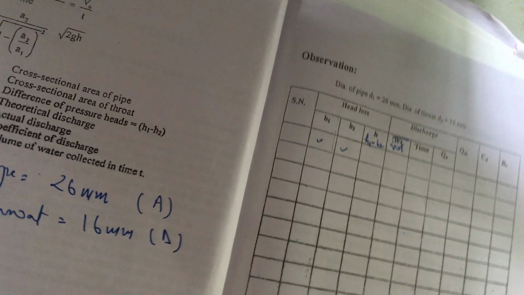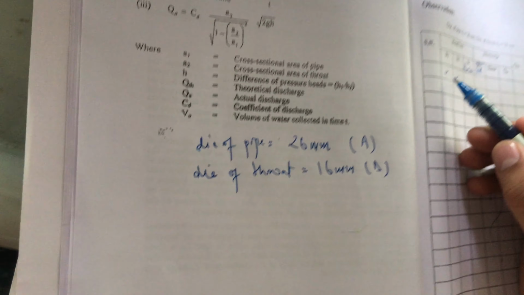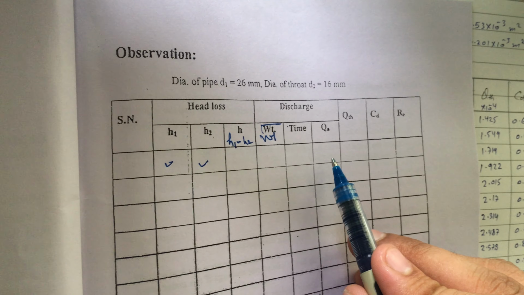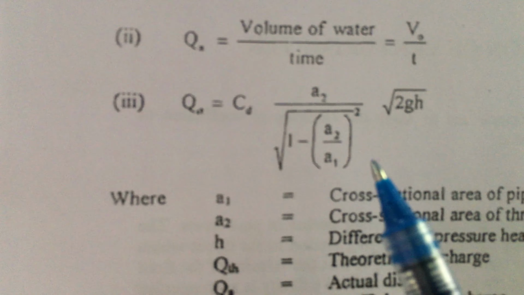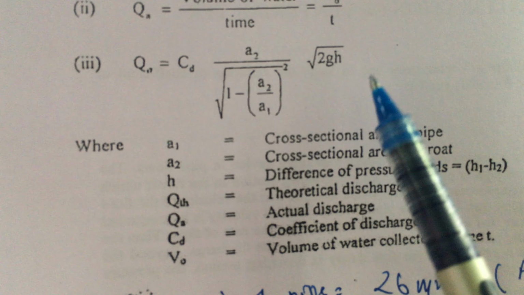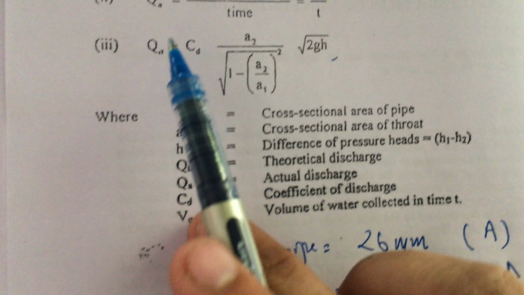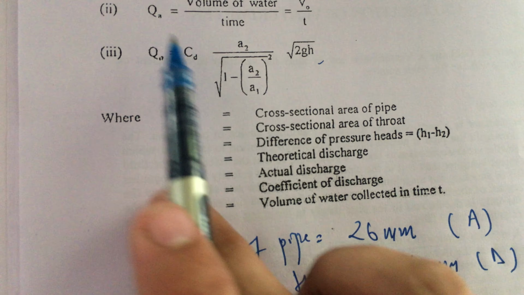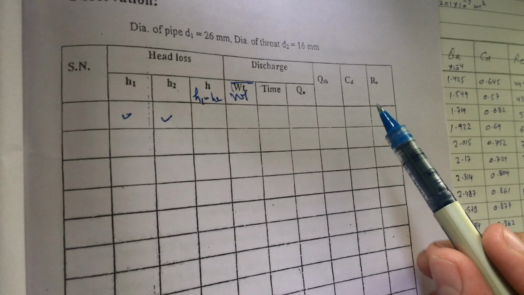So what I will do is I will share this H1 value, H2 value, volume value, and time value, and Q actual can be calculated. This Q theoretical can also be calculated using this formula. So we know this H, we know this A2, this A1, we know the actual value. So CD is equal to what? Q actual upon Q theoretical. So we can calculate Q theoretical everywhere. Once Q theoretical is known, you can have this ratio.